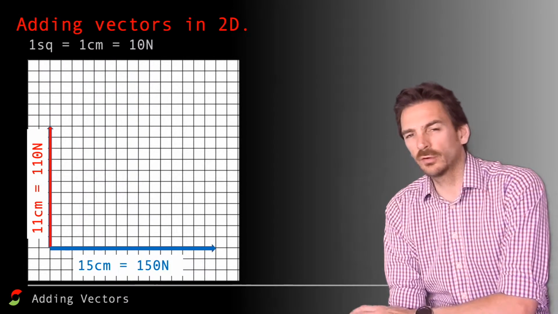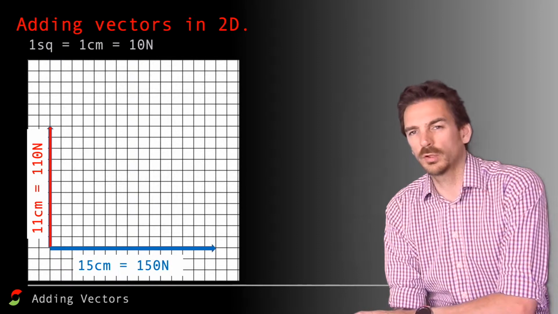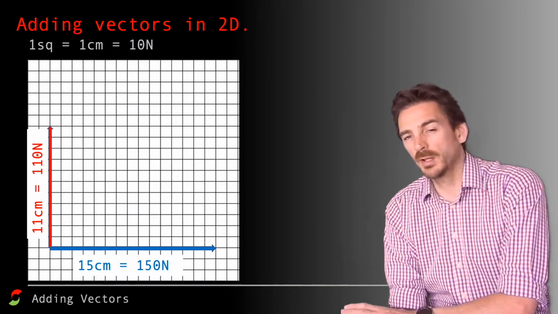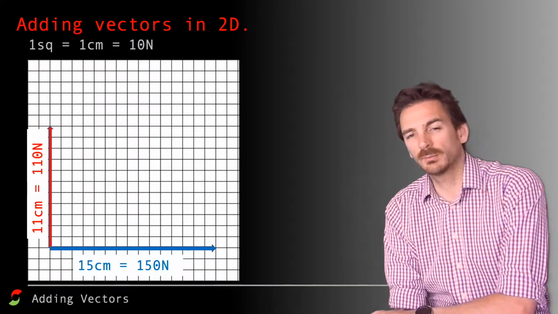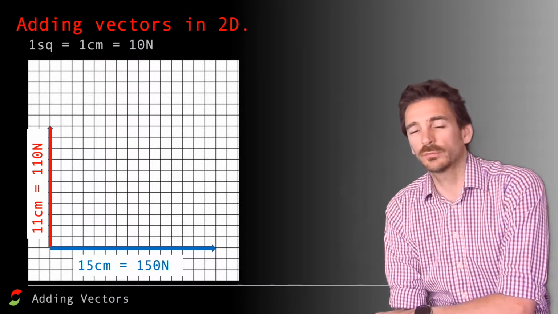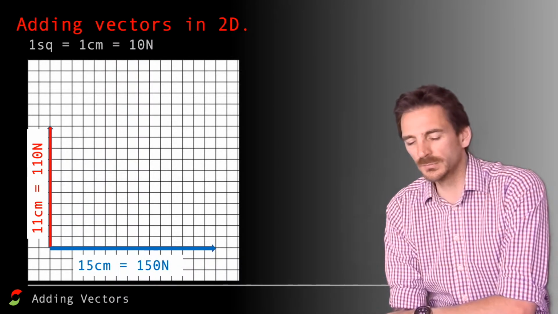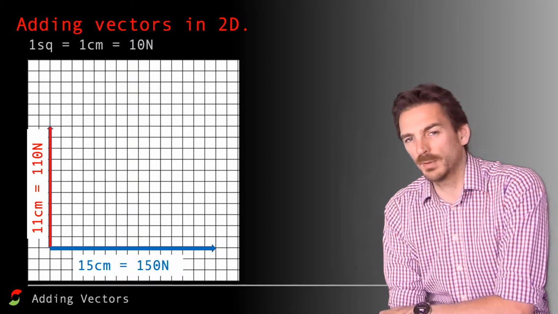So we're going to add those two, and it's not as simple as 150 plus 110 or 150 minus 110, because they're not acting in the same plane. One's horizontal and one's vertical. So we've got to do something different. And we're going to use the parallelogram method.